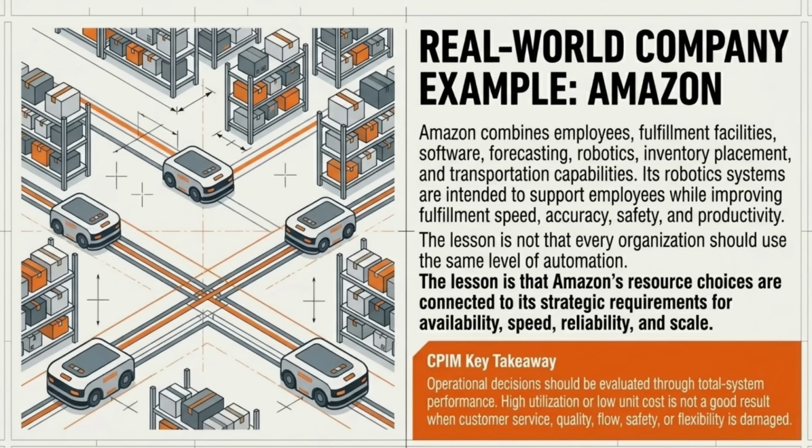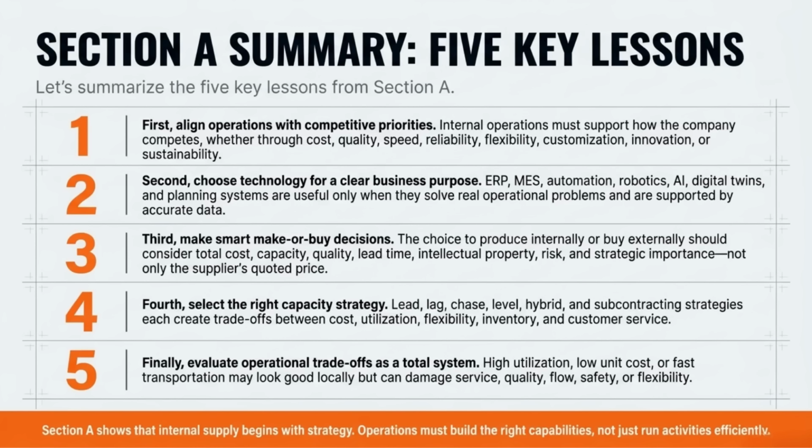CPIM Key Takeaway: operational decisions should be evaluated through total system performance. High utilization or low unit cost is not a good result when customer service, quality, flow, safety, or flexibility is damaged. Let's summarize the 5 key lessons from Section A.